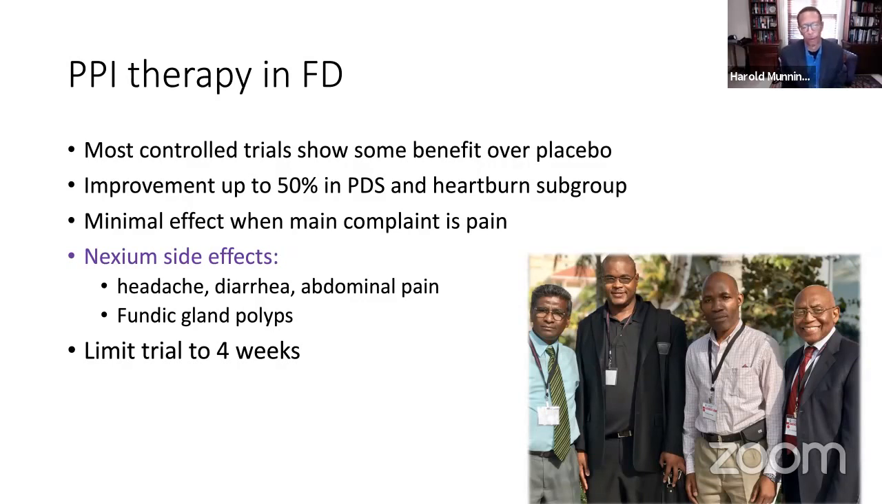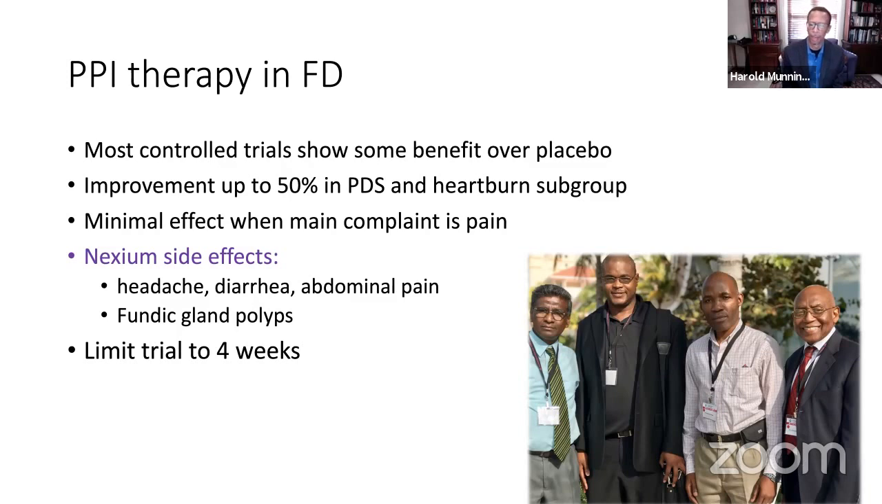So up to 50% of these persons improve with a proton pump inhibitor. Usually by the time the person has come to a gastroenterologist, they've been on PPI therapy already. So it's seldom something that I am in a position to try de novo. But I'm always able to interrogate, well, how did you do? And the main complaint is pain, epigastric pain syndrome, without things like nausea, and then PPIs are not as effective.